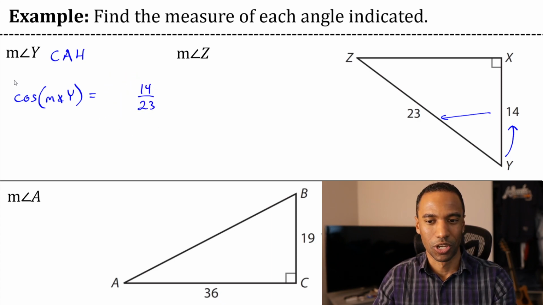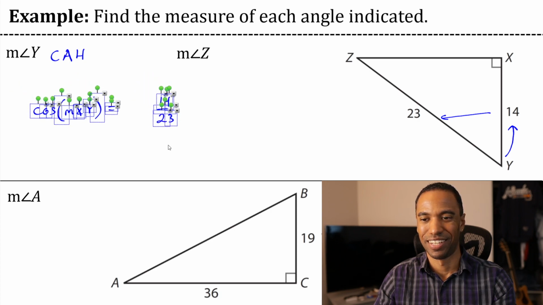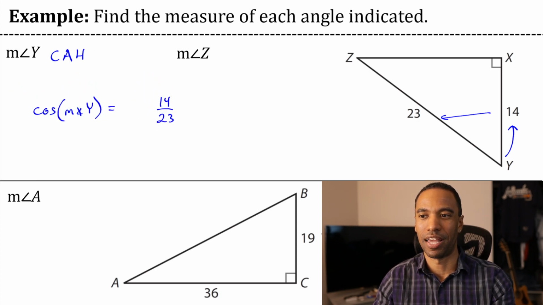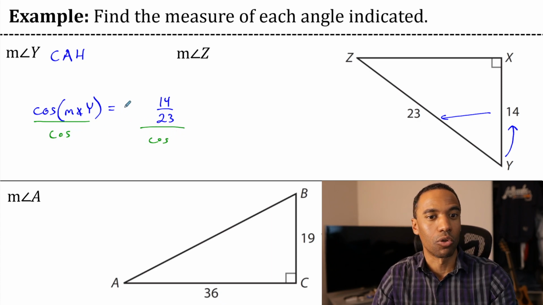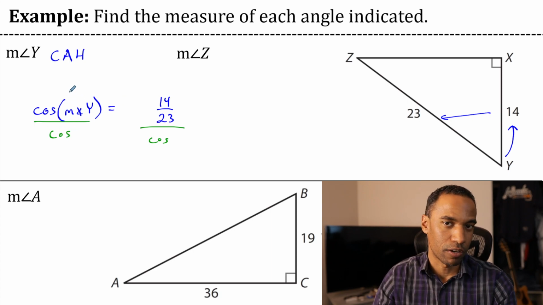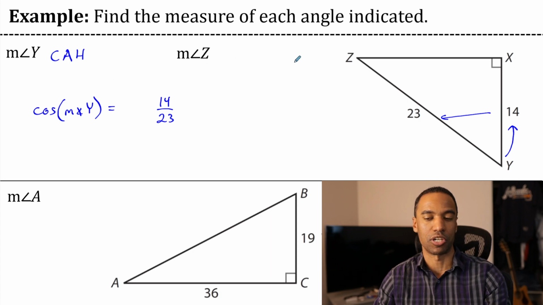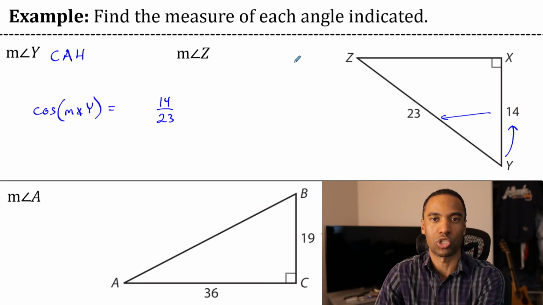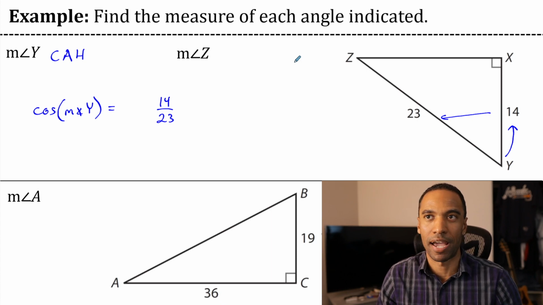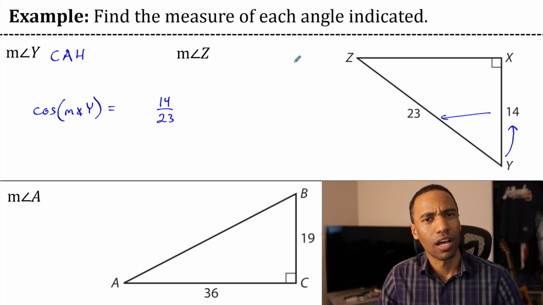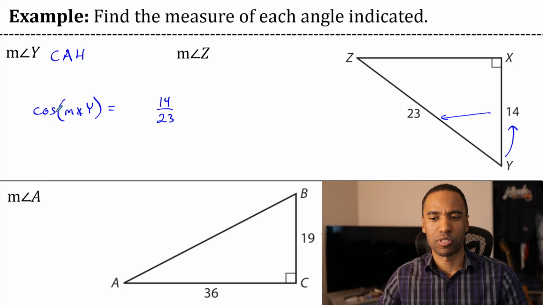And here's what you don't do. Do not say something like, to solve for measure of angle Y, I divide both sides by cosine. No, that makes no sense in a lot of ways. The first thing is cosine is not a number. Cosine of an angle is a number, but cosine is a function. That's like saying divide both sides by square root, or divide both sides by the addition sign. You can't just divide both sides by cosine.